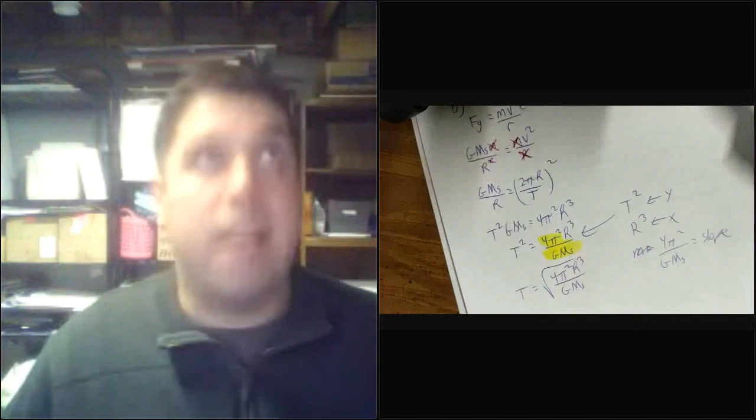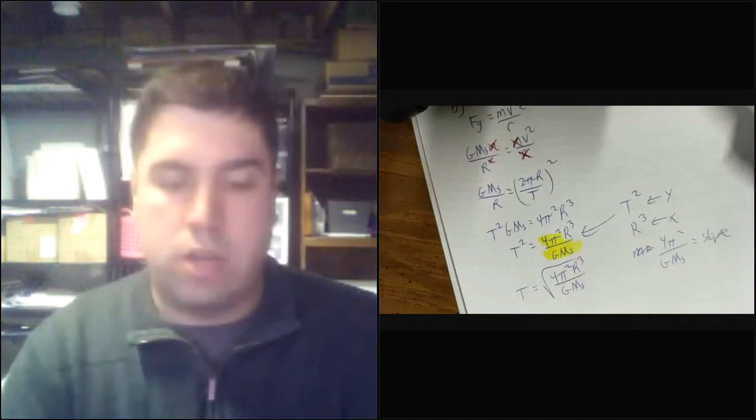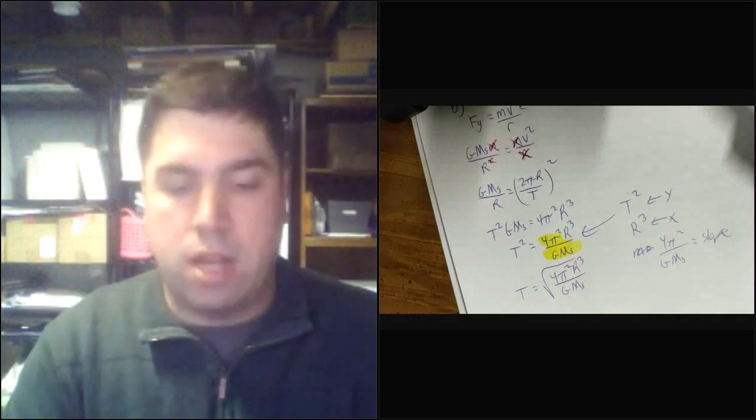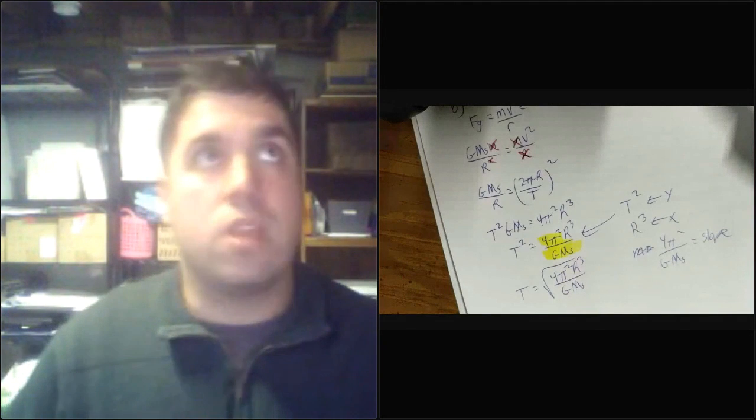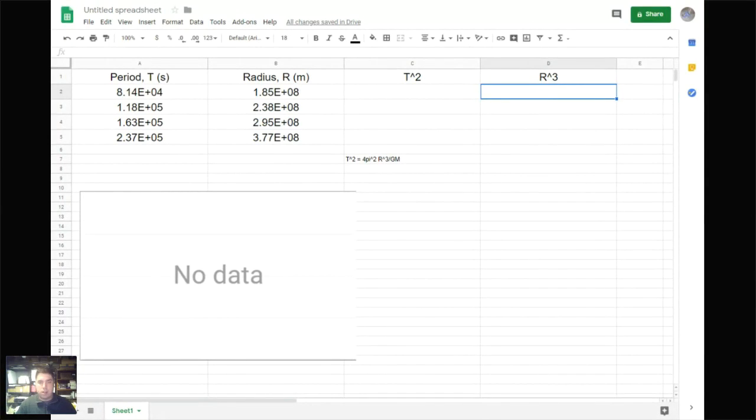So that being said, let me grab my spreadsheet. I'm going to start plugging stuff in here. So I want t squared, and I want r cubed. And this is basically what they're going to want you to do on the data table that's on the question. I can't edit that, so we're just going to work with it here. Plus, doing stuff in Sheets or Excel makes our lives a little bit easier.